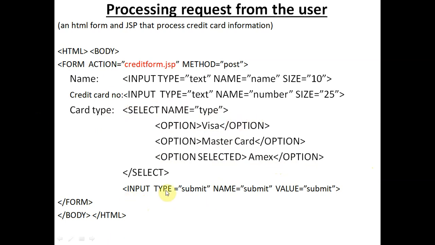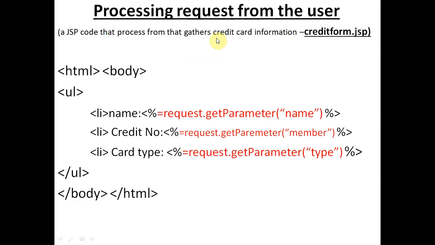We have one more button, the submit button. Its name is submit and value is submit. As we click on the submit button, it will move to the action tag, and it will activate credit form.jsp, and its method is the post method. You can see credit form.jsp here, and inside credit form.jsp we only have to write request.getParameter. So it is easier than a Java servlet.